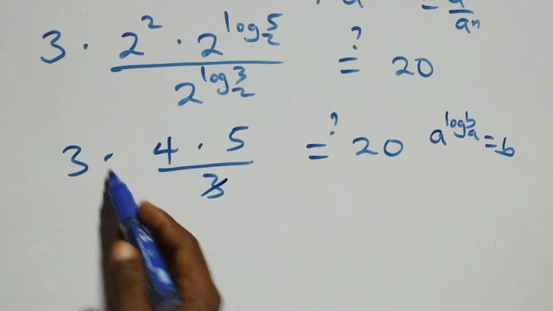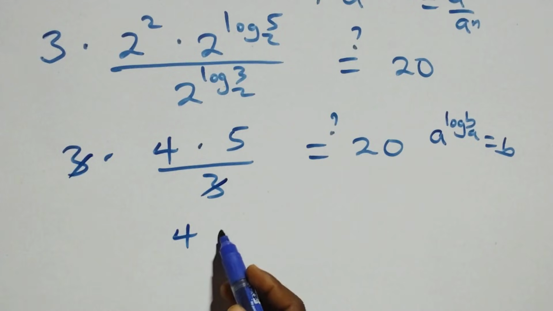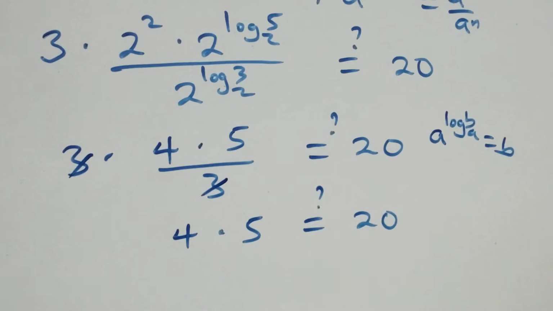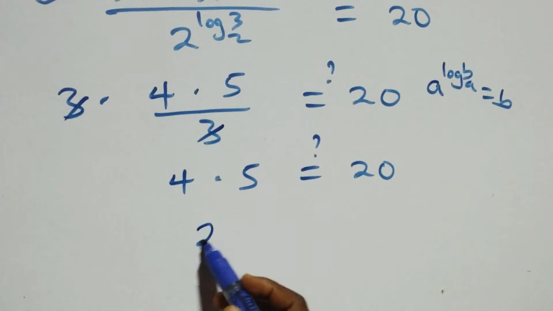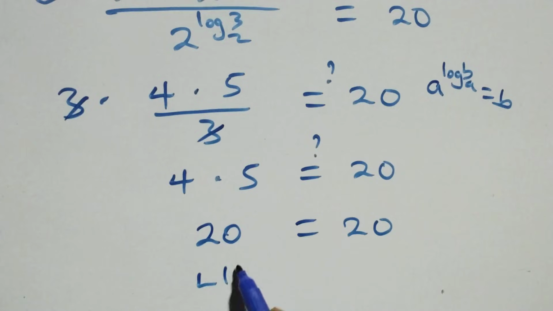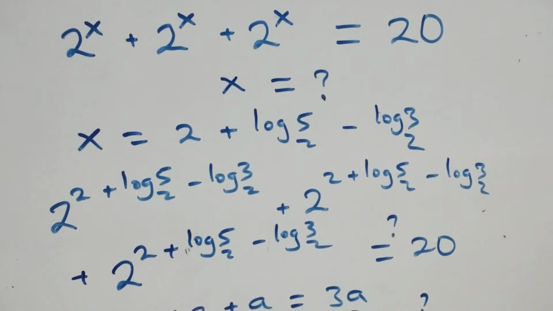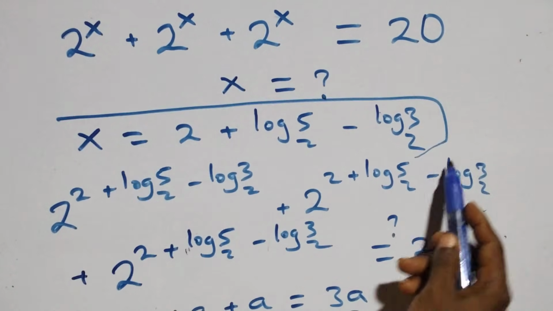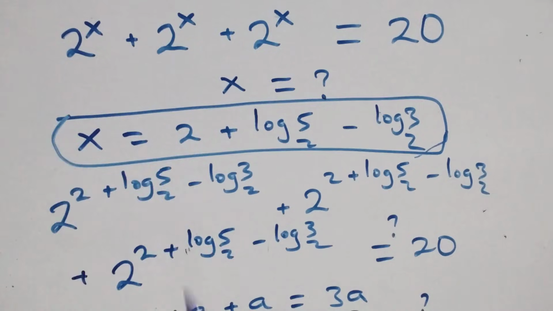Then here the 3s cancel each other. We have 4 times 5 equals 20 on this side. And 4 times 5 here gives us 20, which is equal to 20 from here. That is, left hand side equals the right hand side. And therefore, we conclude that x equals 2 plus log 5 base 2 minus log 3 base 2 satisfies this given problem.